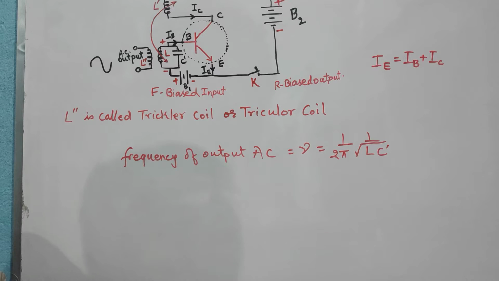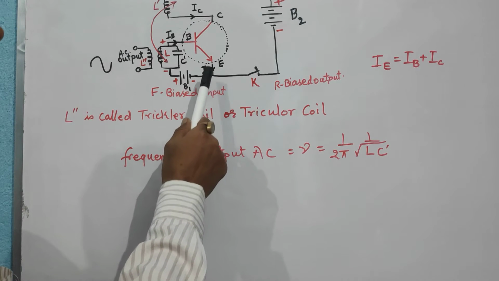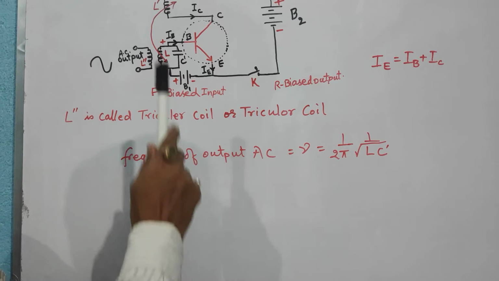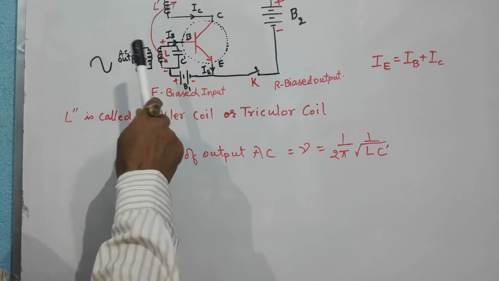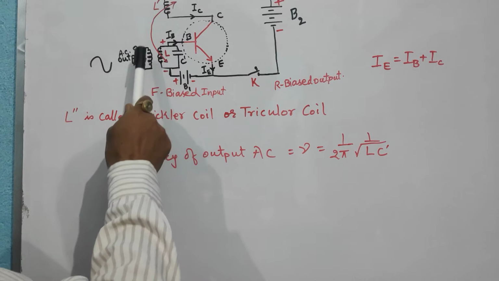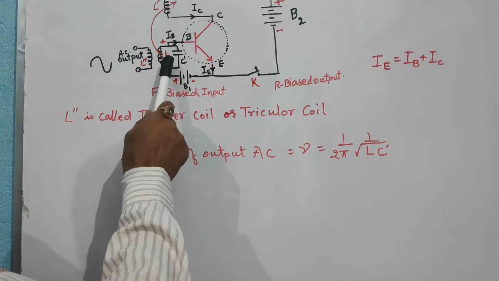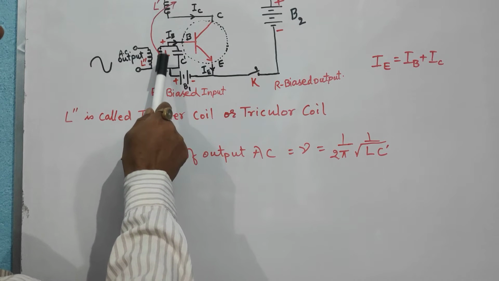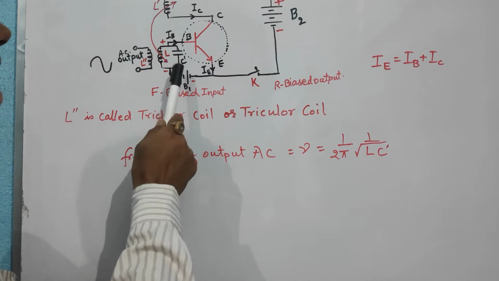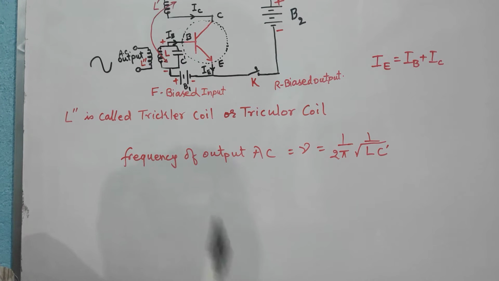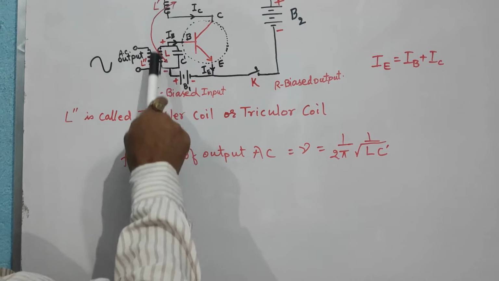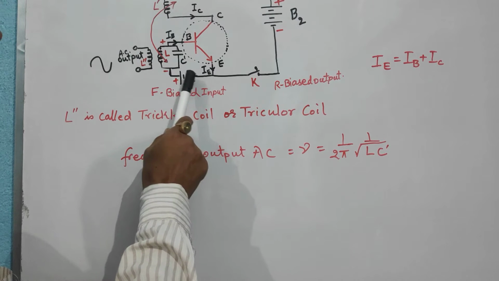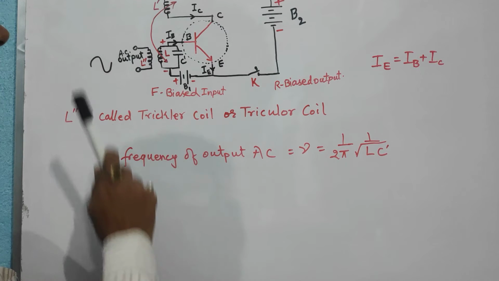We keep the transistor in common emitter configuration, and then at the input we have an LC circuit. L is the inductance of the inductance coil, and C dash is the capacitance of a capacitor, both kept in parallel and then connected to the forward biasing battery B1.